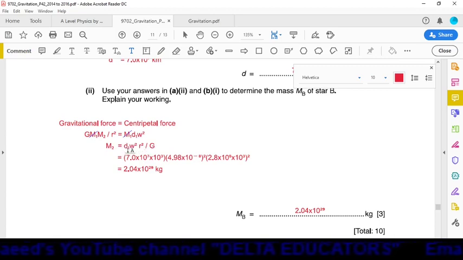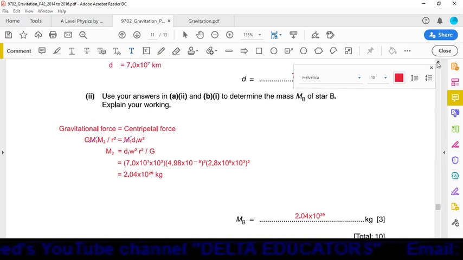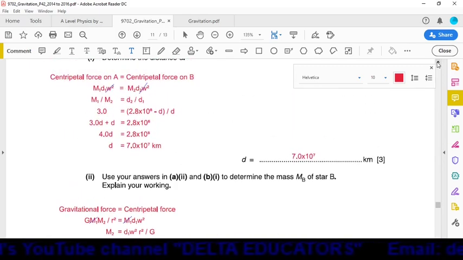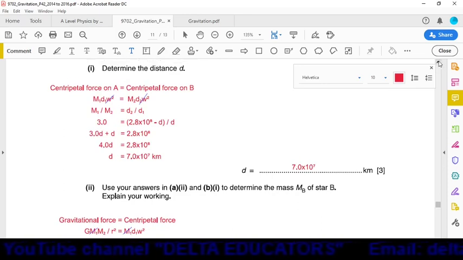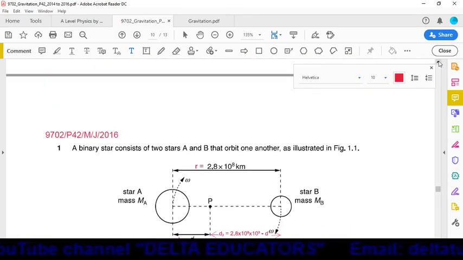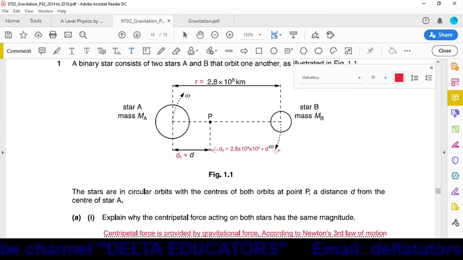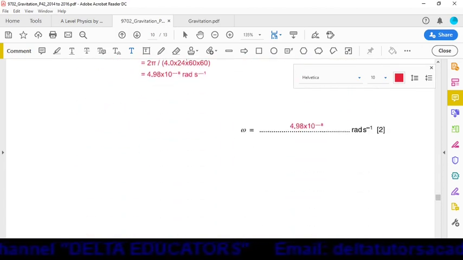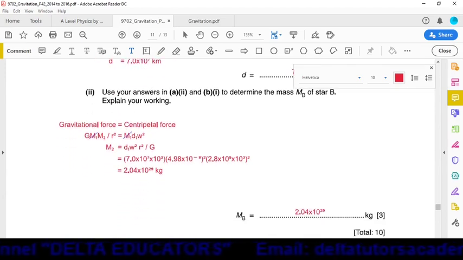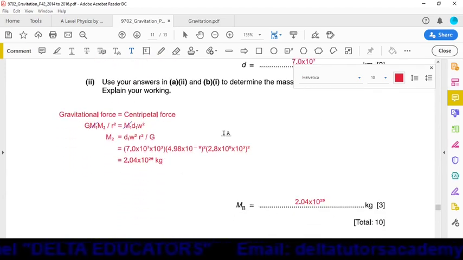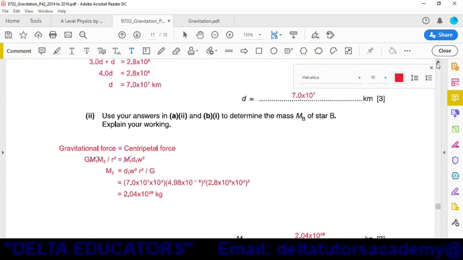Now d1, we have already calculated this one. d1 is equal to d. This d we have already calculated, 7 into 10 power 7 in kilometers. But we have to take it in meters, so we have to multiply this by 10 power 3.